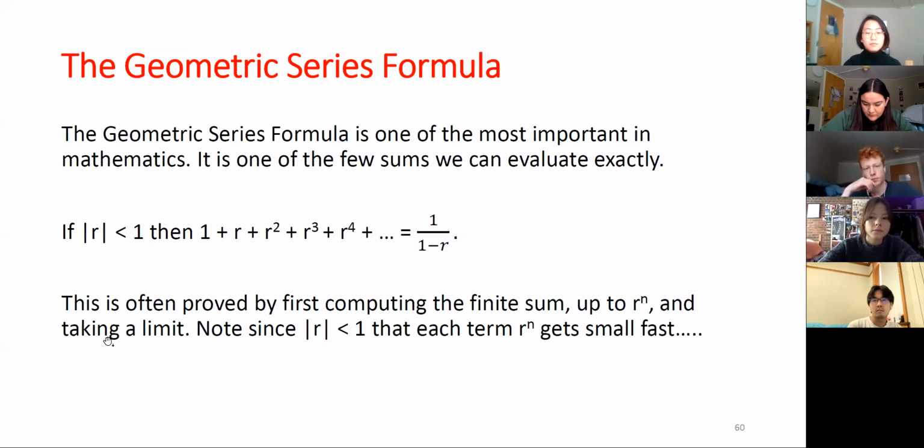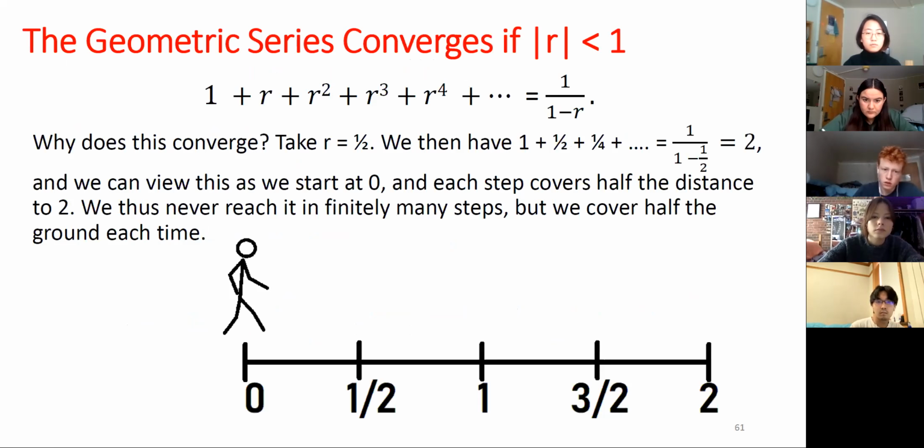Okay, so here's the geometric series formula. If the absolute value of r is less than 1, then the infinite sum is 1 over 1 minus r. So it's often proved by doing some algebra. Here's a quick heuristic that it's at least reasonable. And I'm going to choose a very special value of r. I'm going to take r equals 1/2. So we get 1 plus a half plus a quarter plus an eighth.